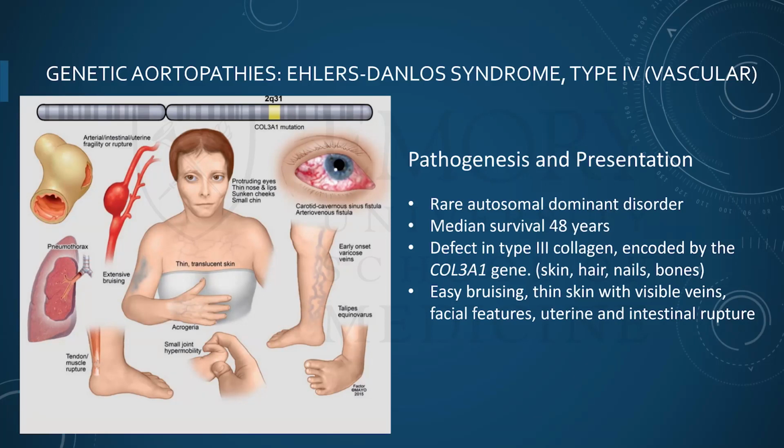And patients with this deficiency are going to develop some classic symptoms such as easy bruising, thin skin with visible veins, specific facial features. And then one thing that's very specific to this syndrome is uterine and intestinal rupture. A lot of these patients actually will present with intestinal rupture before they present with arterial rupture.